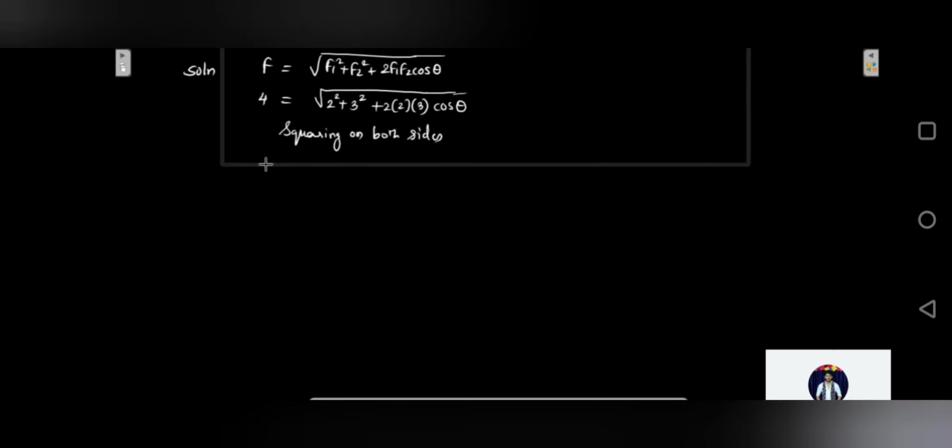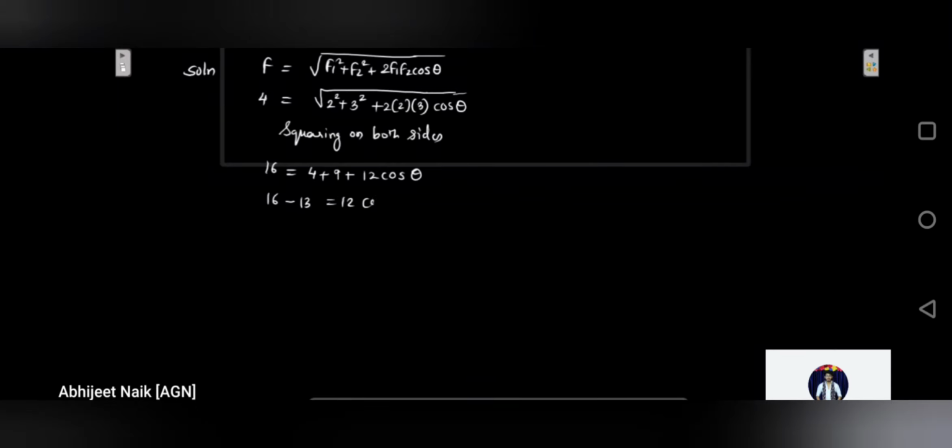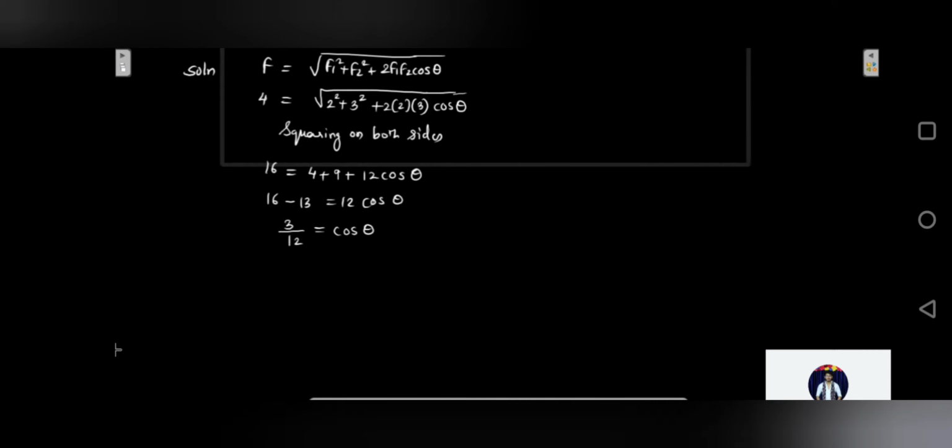So this is going to be 4 square, that is 16, is equal to 2 square, that is 4, root will go, 3 square will be 9 plus 2 2s are 4, 4 3s are 12 cos of theta. So this is going to be 16 minus 9 plus 4 will be 13 is equal to 12 cos of theta. So this is going to be 3 upon 12 is equal to cos of theta. Okay, so theta is going to be cos inverse of 3 upon 12.